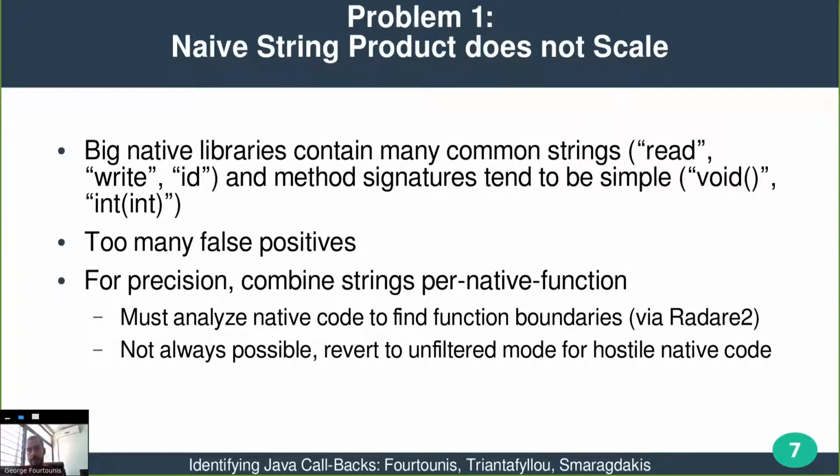To fix this problem and improve precision, we don't create one big product for the whole library, but we create one small product for every function. So we look at every function in the binary, and we find the names and the signatures used in that function, and we form a product there. This is done by using Radare2, a very strong reverse engineering tool that gives us back function boundaries and also string references used inside the functions. And there we can know that we have very precise small sets that altogether give us the big picture of the callbacks.